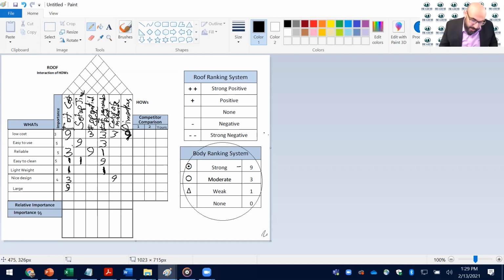Ease of use and dimensions, I don't see a relationship here. Reliable and dimensions, there could be a relationship. I'm going to make it a 3. Easy to clean and dimensions, there should be a relationship. The smaller the microwave, the easier to clean, so there would be a negative relationship. I'm going to make it a 3.